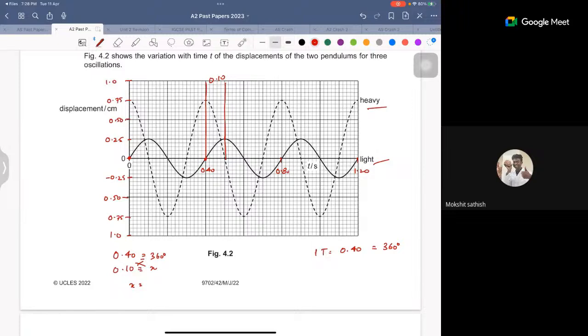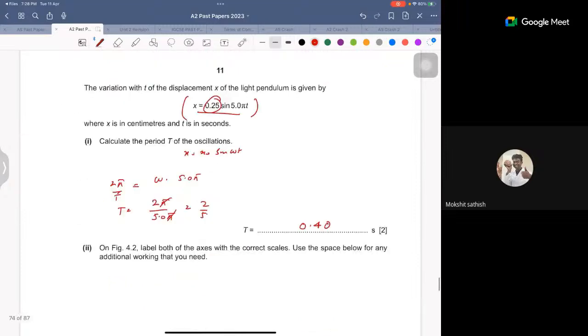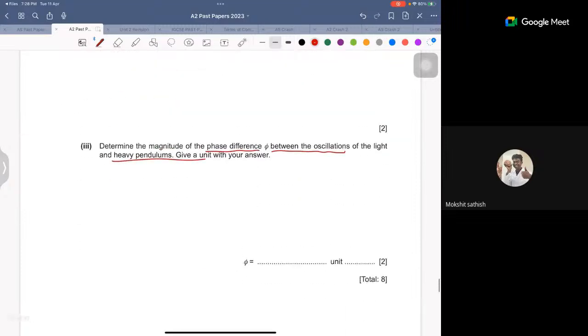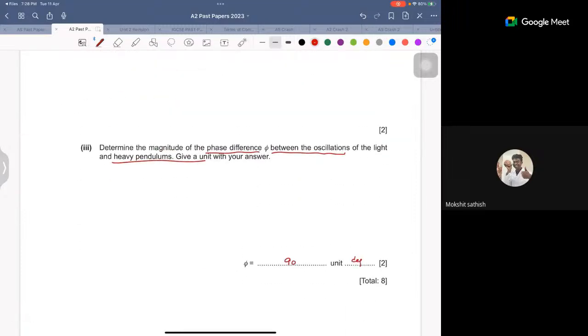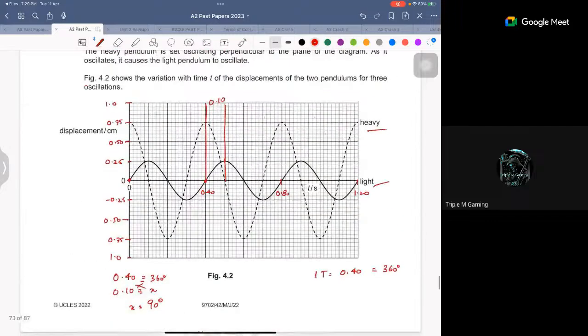90 degrees. So this should be the answer. Be 90 and in degrees. Sir, why did you take 0.1? Both have the same time period, right? Yeah, but we need to see how much different they are from the position aspect, right?